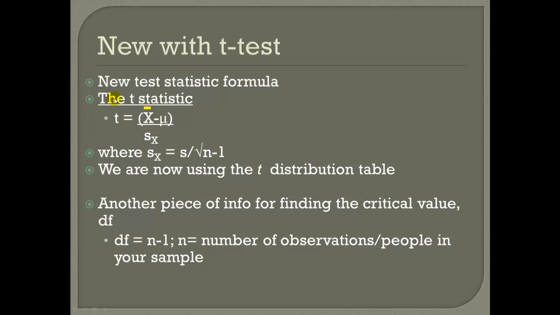But the big difference here with the t-test versus a one sample z-test is that we're using that t-distribution table to get that critical value. And then also, before we can do that, we have to know the degrees of freedom of our sample, which is basically just n minus 1, your sample size minus 1.